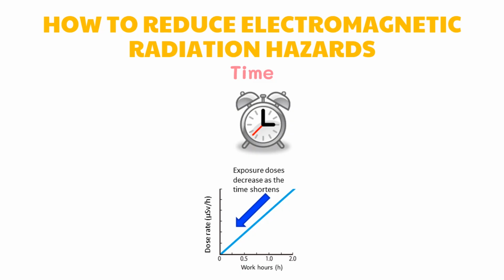Time simply refers to the amount of time you spend near a radiation source. Minimize your time near a radiation source to only what it takes to get the job done. If you are in an area where radiation levels are elevated, complete your work as quickly as possible and then leave the area. There is no reason to spend more time around it than necessary.